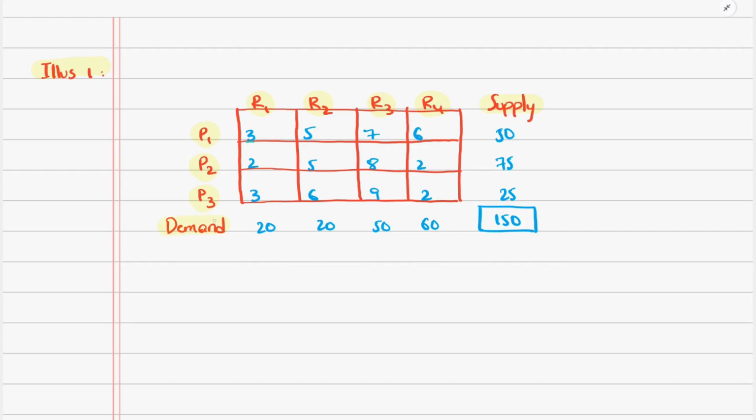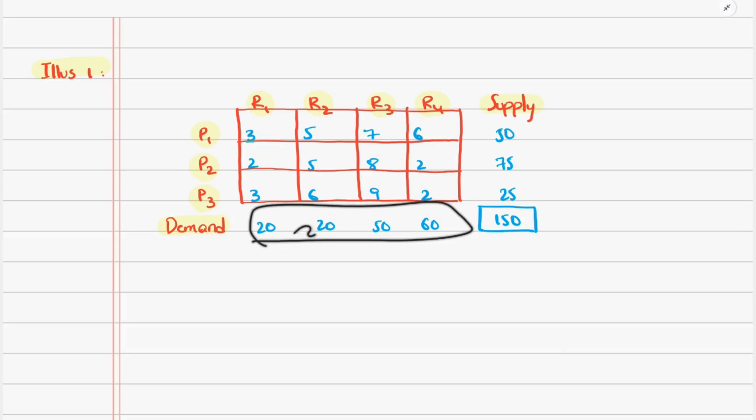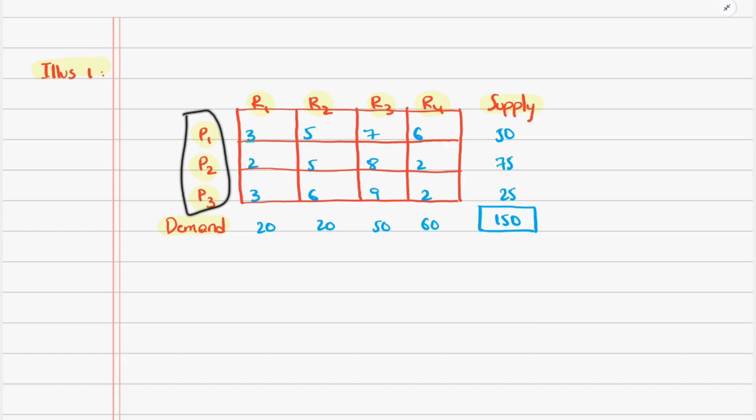Right, in the same way, we have demand from the retail shops. So let's see. From R1, we have a demand of 20 units. From R2, we have a demand of 20 units. R3, we have a demand of 50. R4, we have a demand of 60. So these many units these people need, and these sources are capable of supplying this much.